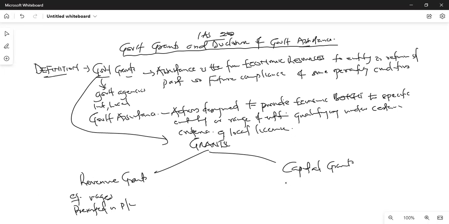These ones are of capital nature, so they are given in respect of capital expenditure. We call it CapEx. Example, to purchase a machine.